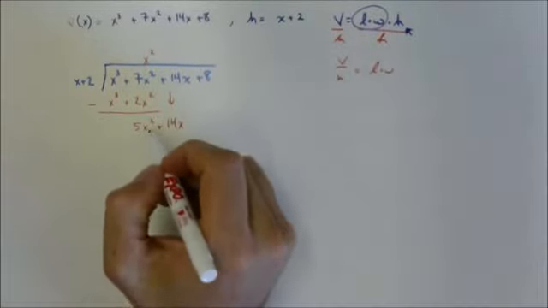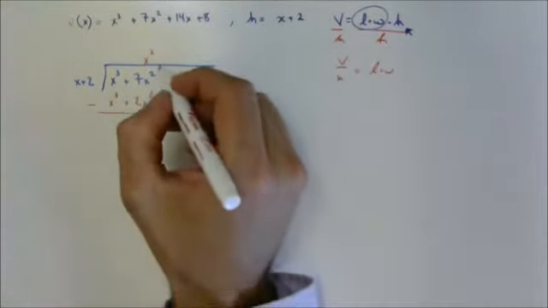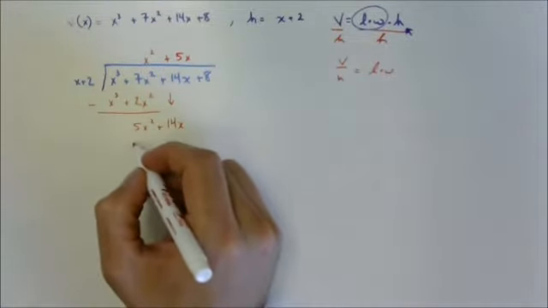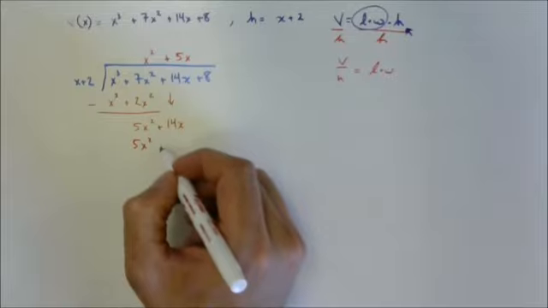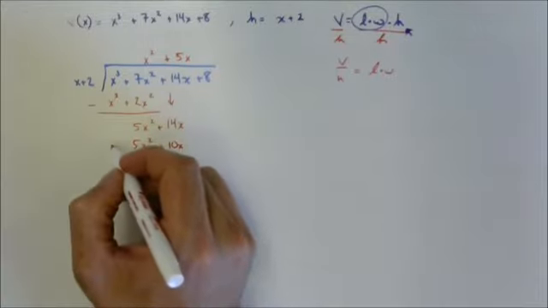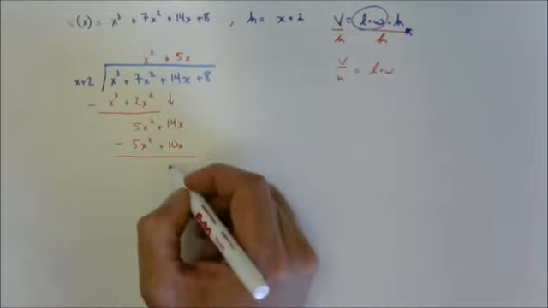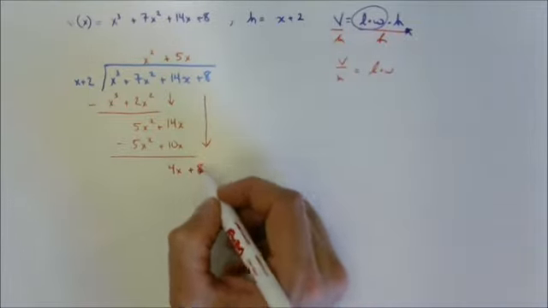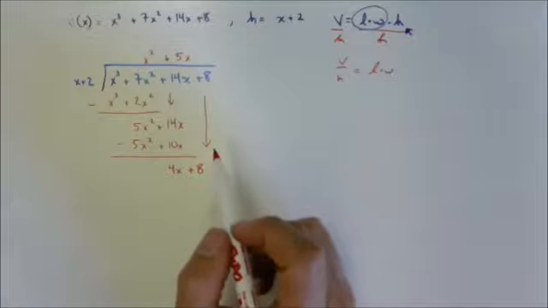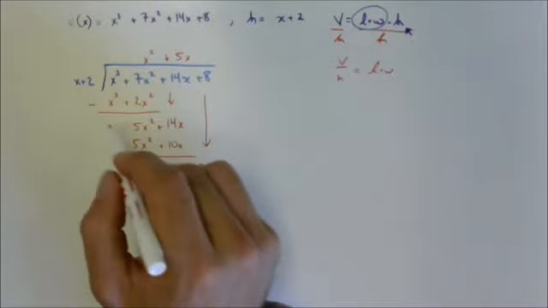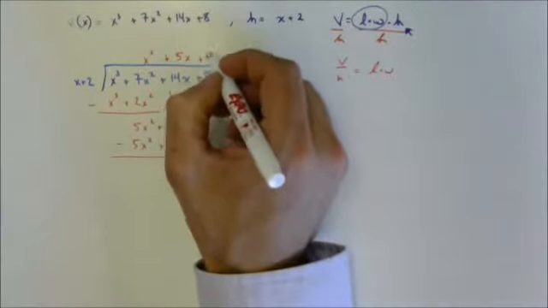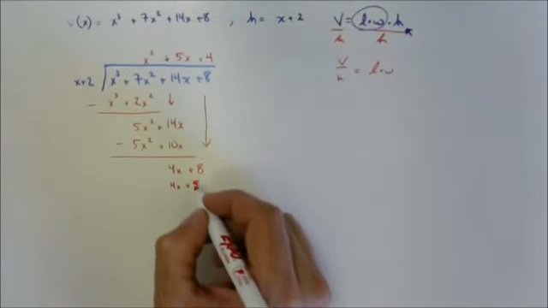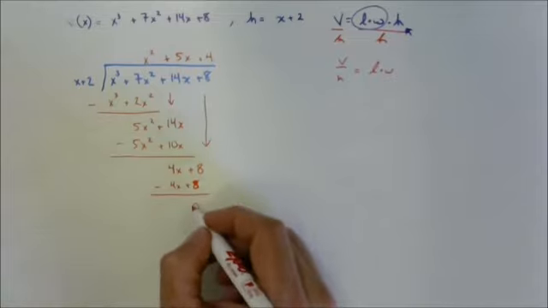Now we're looking at 5x squared, dividing it by x. We end up with 5x. Multiply that through, I get 5x squared plus 10x, subtract, leaves me with 4x, bring down positive 8, and divide that, 4x by x leaves us with a factor of 4, multiply that down, I get 4x plus 8, subtract, I get a remainder of 0.